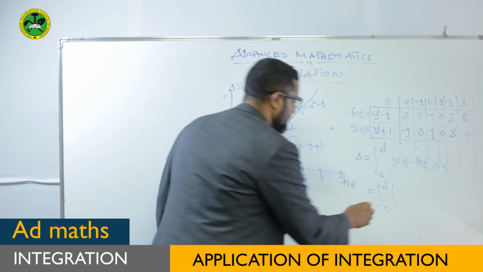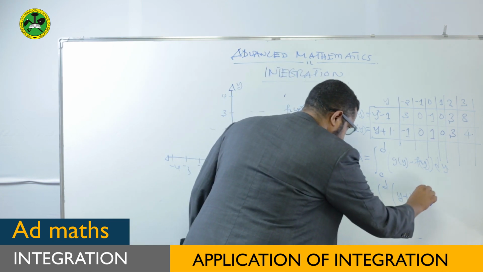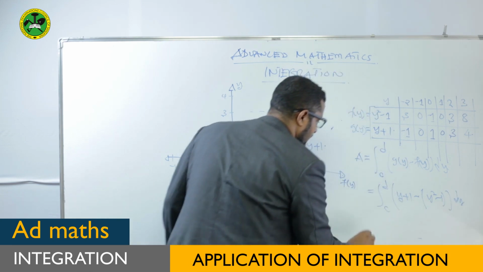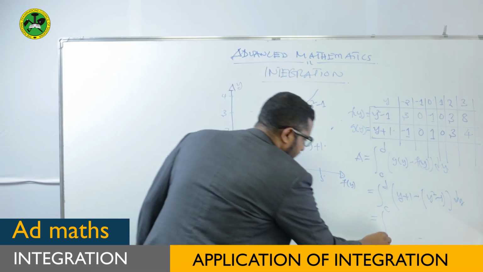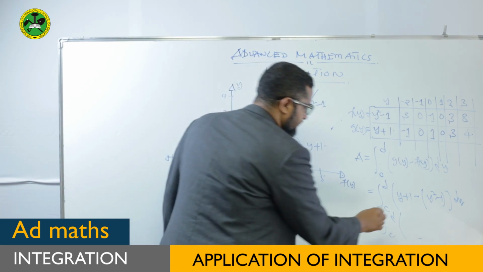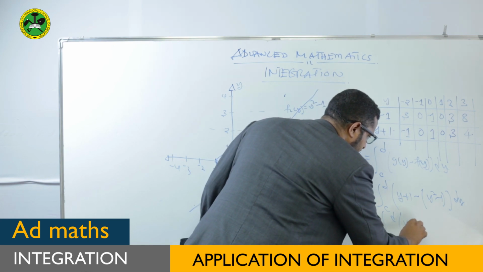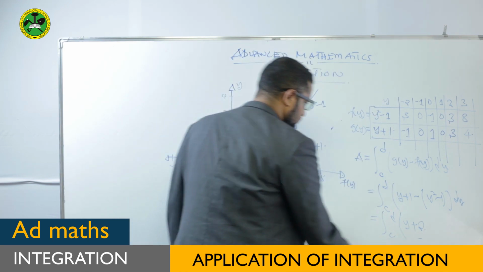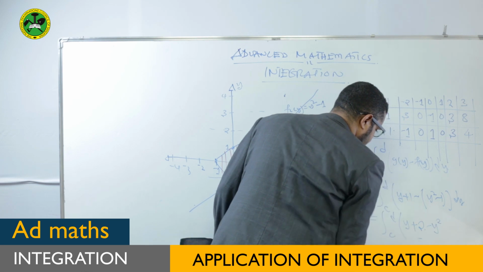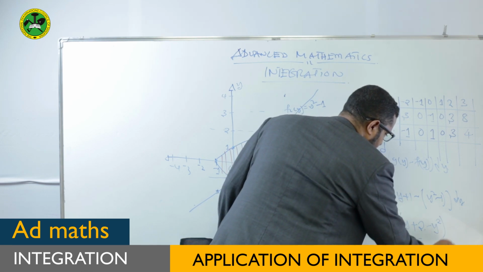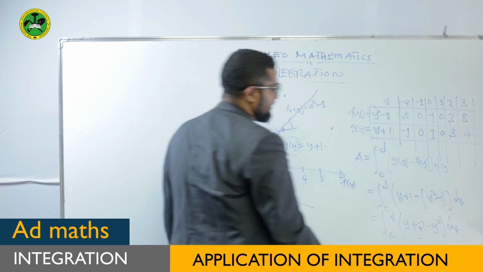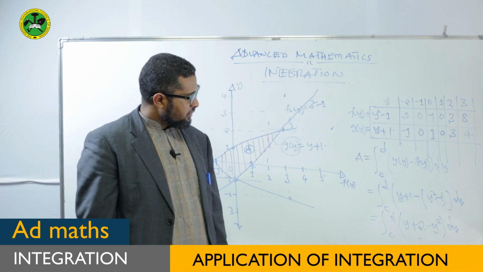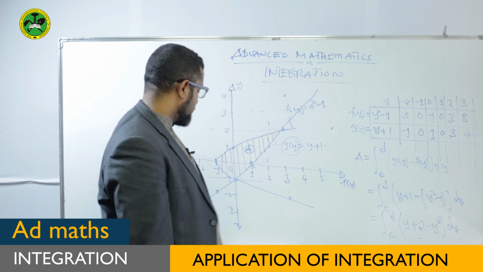Then you are going to substitute directly. We have y plus 1 minus y squared minus 1, then dy. This is from C to D of y plus 2 minus y squared dy. So that is our function, or the difference between the two.